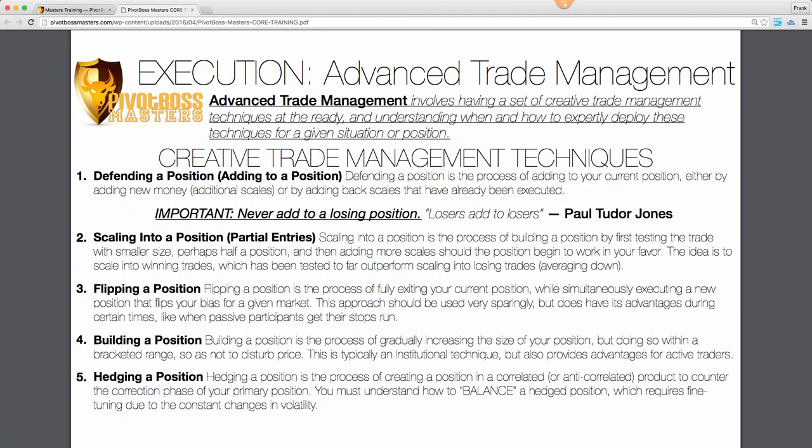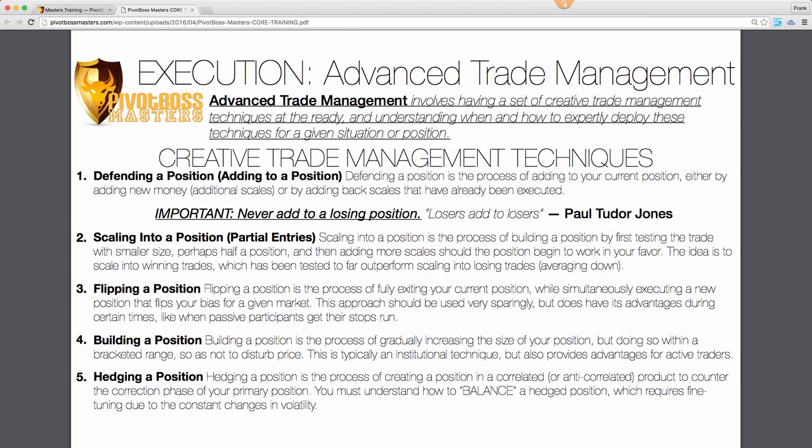Advanced trade management involves having a set of creative trade management techniques at the ready and understanding when and how to expertly deploy these techniques for a given situation or position. So here are a few creative trade management techniques that I tend to use. Again, as I mentioned, these aren't techniques that you need to be able to use every single day. These are just techniques that when the right scenario arises, you know how to dust off and execute flawlessly within the scope of your bias, right?